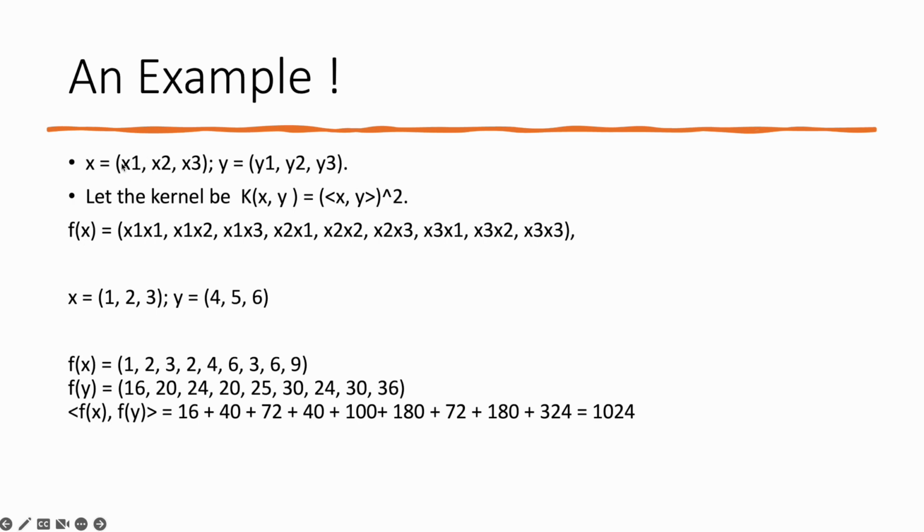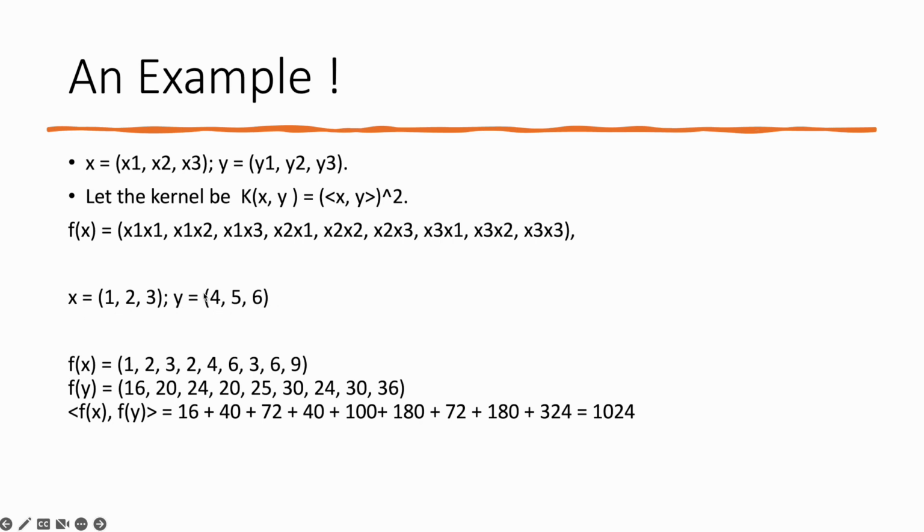What will be f(x)? When x1, x2, x3 need to be mapped to a higher dimension with this square, what will we get? We'll get x1 squared, x1x2, x1x3, x2x1, x2 squared, and so on. All these combinations, similar to what we say about the combinatorial explosion. So how many such features will we get? We'll get 9 features over here. So from 3, we arrived at 9 features. Understood? Now x was 1, 2, 3 and y is 4, 5, 6.